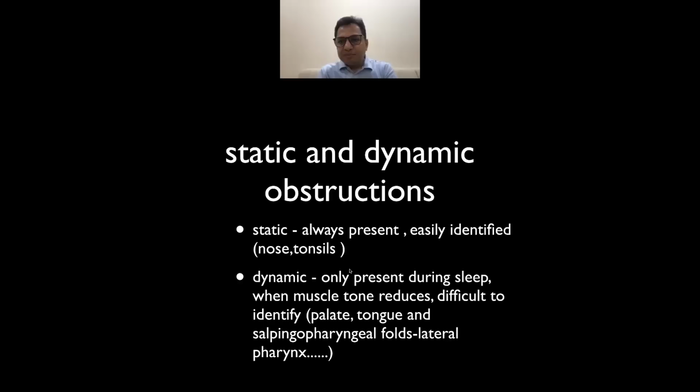But the dynamic obstruction is only present during sleep, when the muscle tone reduces. They are difficult to identify, such as soft palate, base tongue, salpingopharyngeal fold, lateral pharyngeal wall, epiglottis. These are dynamic obstruction. They will only present when the patient is sleeping and the muscle tone reduces. So you'll not be able to see somebody's palate collapsing when the patient is sitting with the mouth open, or his tongue collapsing when he's awake. You'll not see that, right? So you'll see that only during sleep, and therefore you have to recreate sleep. You have to see it during sleep.